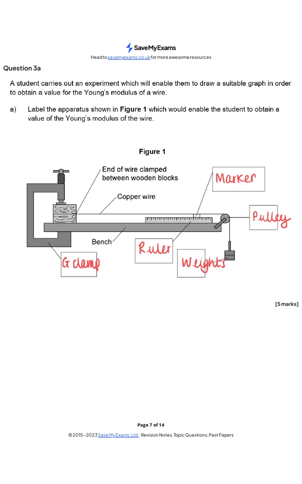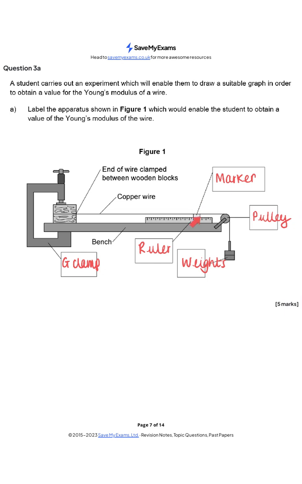3a is talking about an experiment that we could use to calculate the Young's modulus of a wire. Label it to show how they could use it. So first of all, on the left we've got our G-clamp. This clamps everything to the bench to make sure it doesn't slip. We then have the end of a wire clamped between two wooden blocks. Here's our wire, and then we've got a ruler to measure the extension.